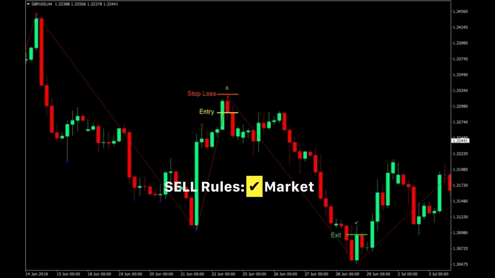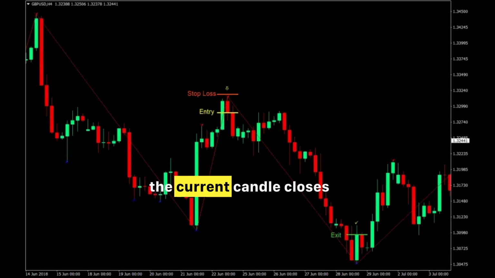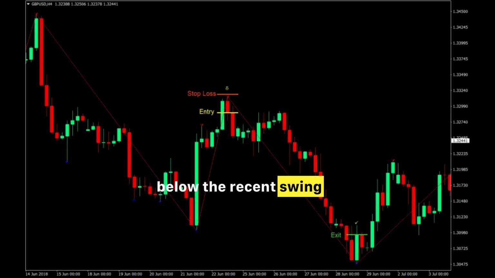Sell rules. Market is bearish. Price is trading below the EMA, ZigZag shows a lower high swing, and the momentum indicator turns bearish. Enter a sell when the current candle closes below the recent swing low.